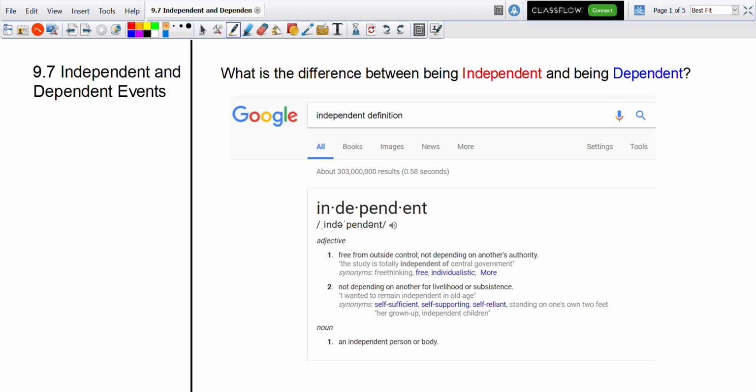Okay, welcome to our last week of new instruction. We're going to start with independent and dependent events. A good way to start this is to look at what independent even means. If I look for a definition, independent means free from outside control, not depending on another's authority. If you're being independent, you wouldn't be controlled from the outside, and nothing else will really affect you. And that's exactly what an independent event is.